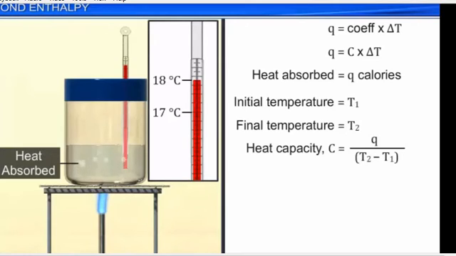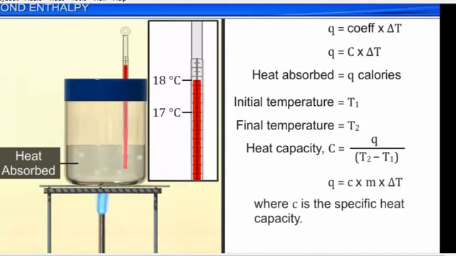The specific heat capacity is the quantity of heat required to raise the temperature of unit of mass of a substance by 1 degree Celsius or by 1 Kelvin. Thus, the expression for Q in terms of specific heat capacity becomes Q equals specific heat capacity C multiplied by the mass m multiplied by change in temperature delta T.